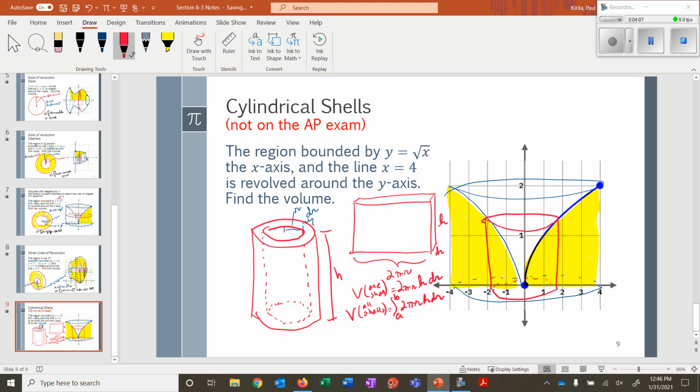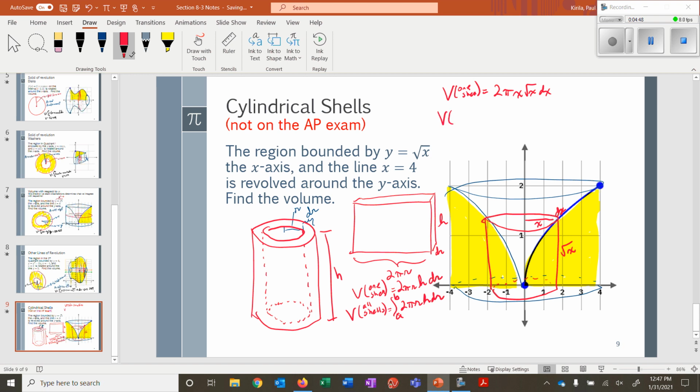So now when I look at this, it's not a cross section, it's a shell that I've cut out. Its height goes from the x-axis till I hit the curve y equals the square root of x. So the height is the square root of x. The radius goes from the y-axis until I hit the curve. So that's horizontal. That's just x. And then its width is going to be dx. So my volume of one shell is going to be 2 pi. My radius is x. My height is the square root of x. And the width is dx.